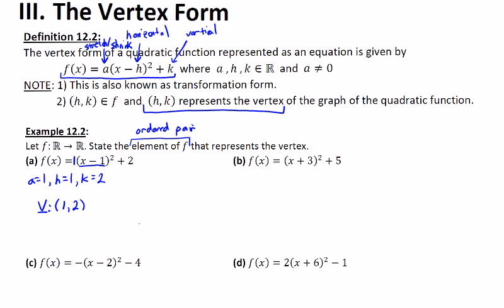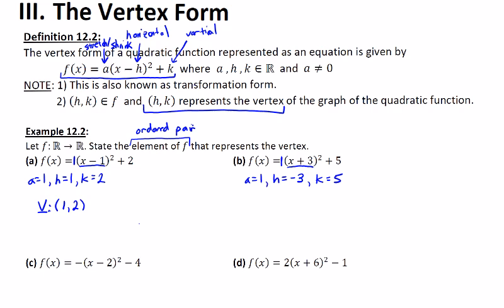So again, in this situation, there is a multiplier of 1 implied at the beginning. So I would say a is 1, and then I want to move on to h. Now here we have x plus 3, which would indicate that I'm actually going to be shifting to the left by 3. So that means that h is negative 3. And then k will be positive 5 because of the plus 5 there at the end.